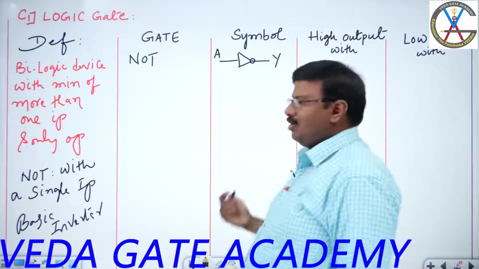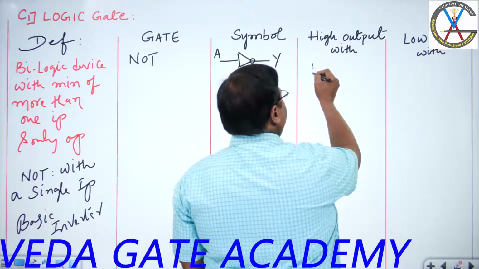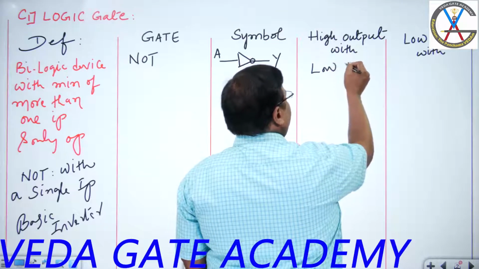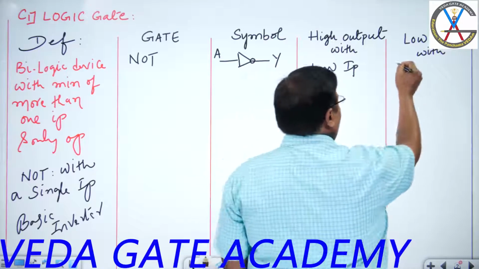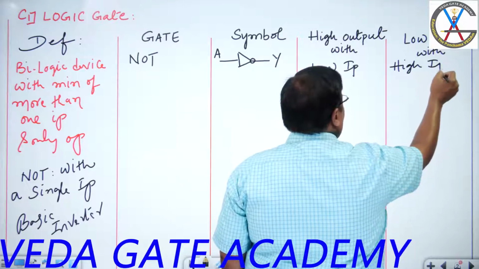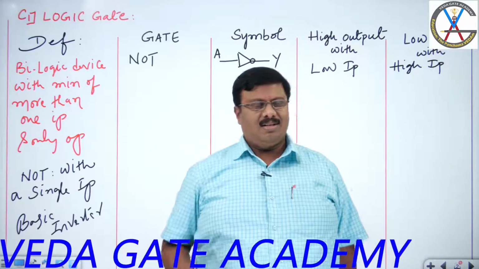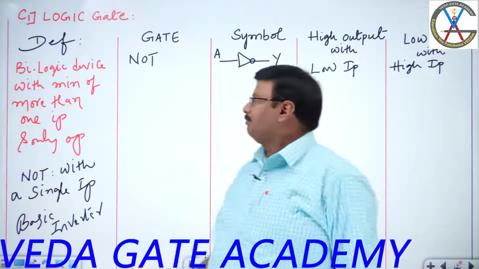How does NOT get a high output? NOT gets a high output with low input and low output with high input. The reverse, or you can say inverse. So, high with low, low with high. That's why it is called a basic inverter.